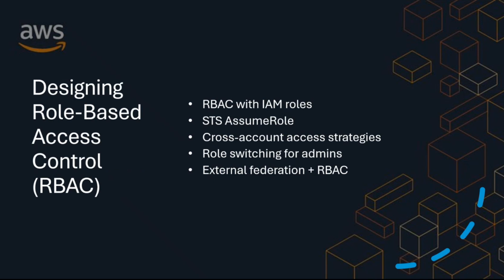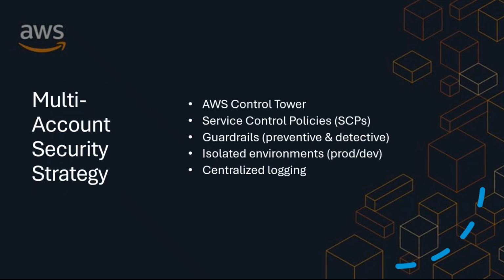RBAC is essential for secure and manageable access models. Assign permissions based on roles and not individuals. Use STS AssumeRole for temporary powerful credentials. Enable cross-account access by allowing one account to assume roles in another. For admins, role switching avoids maintaining multiple passwords or keys. When federating with an external directory, roles become the key authorization layer. This model keeps access clean, temporary, scalable, and auditable.